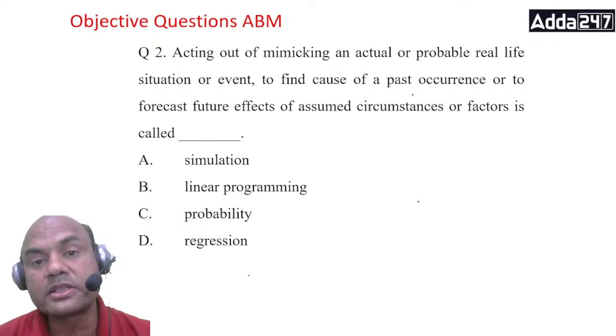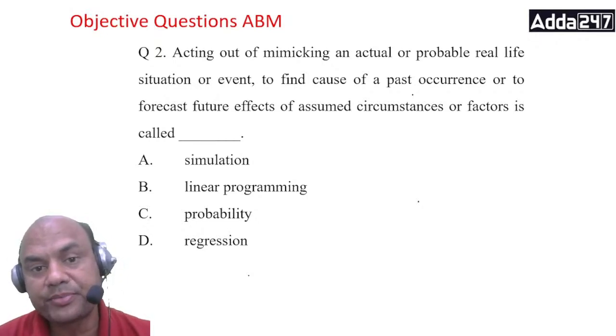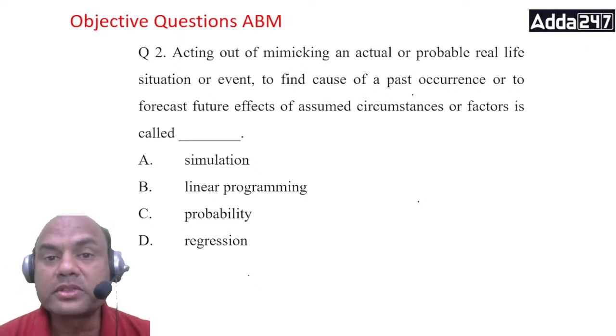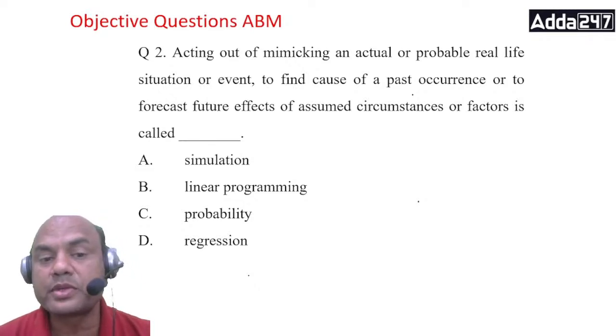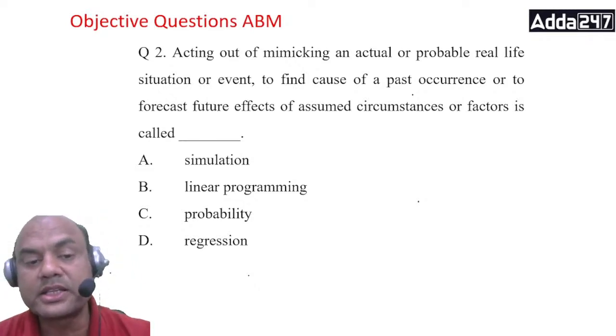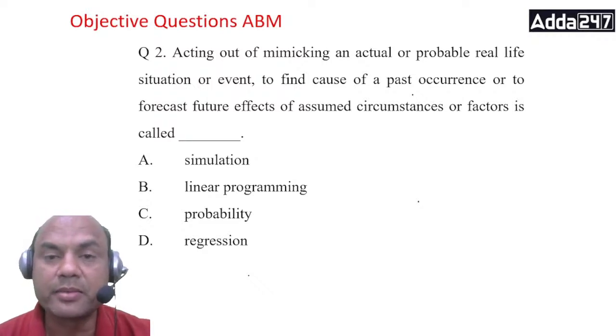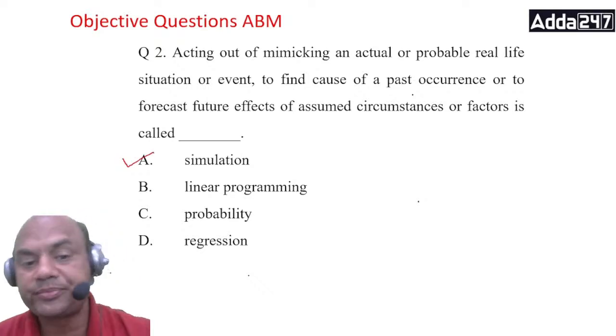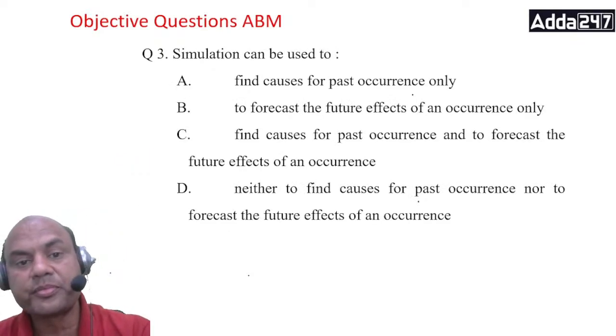Regression and correlation are again different chapters. Regression and correlation are related to two elements, the relationship between the two elements. So for mimicking an actual probable real life situation, what can be the answer? The answer is simple, isn't it? Let me see in the comment section. It is A, right? Got it?